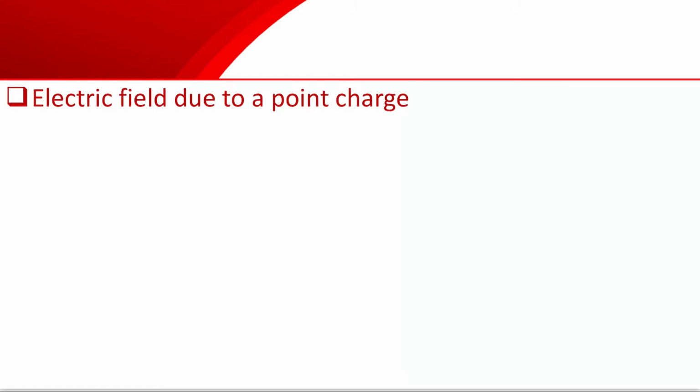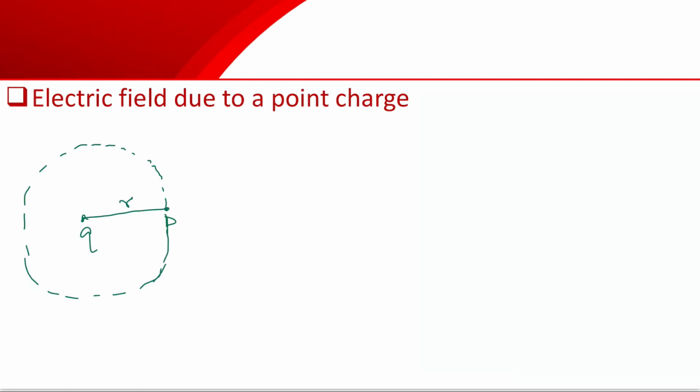So let us find the electric field due to a point charge. For this, let a point charge here be Q, and we have to find the electric field intensity at the point P. Let point P be here, at a distance r. The distance between Q and point P is r. Let us draw a Gaussian surface taking r as radius.